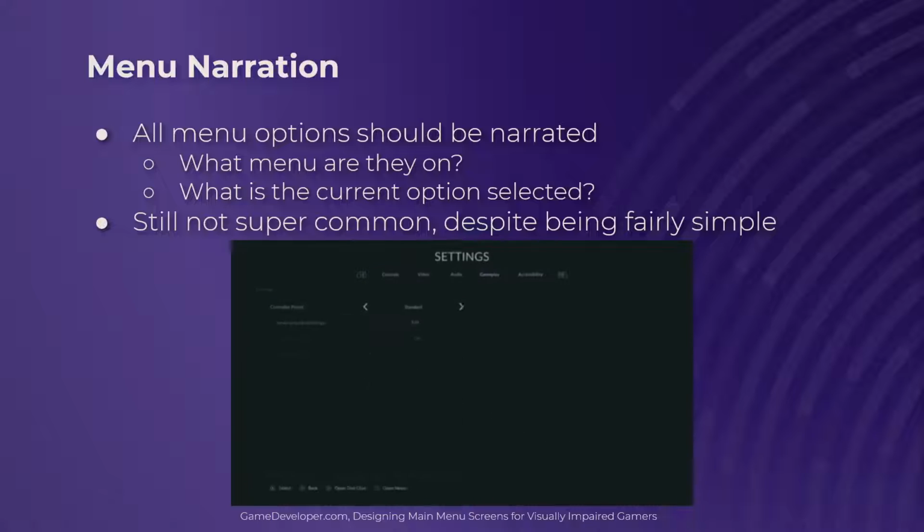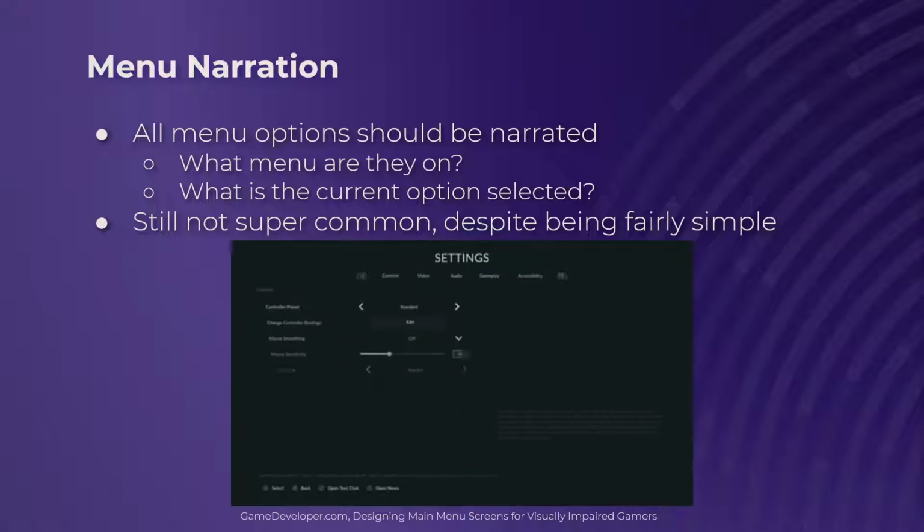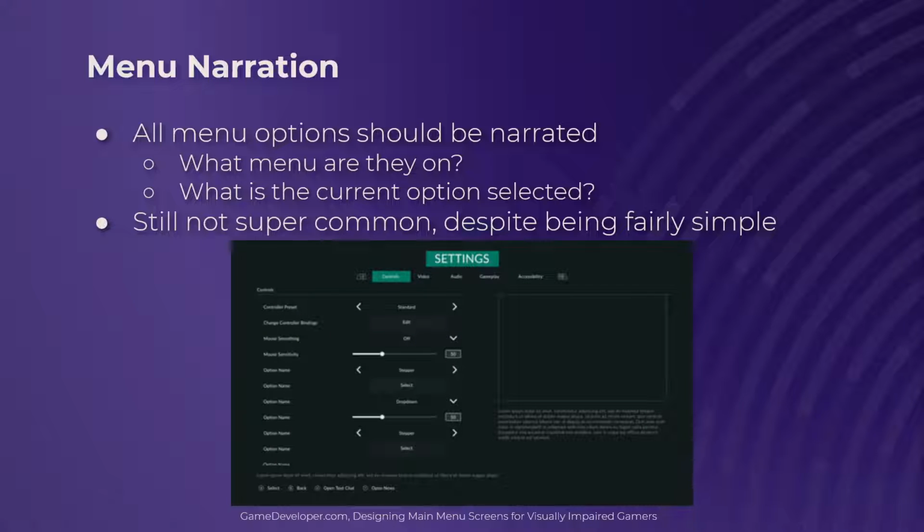Alright, and now we're starting to get into the stuff that's not extremely common, or at least this example isn't, but it is fairly simple to implement, so that's why I'm putting it here. Basically what this is, is having each of the options in a menu narrated to the player. So, like I said, still not super common, but games like Mortal Kombat, I believe Mortal Kombat 11, did this, which was received really well.